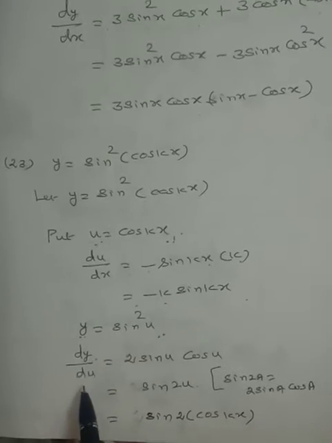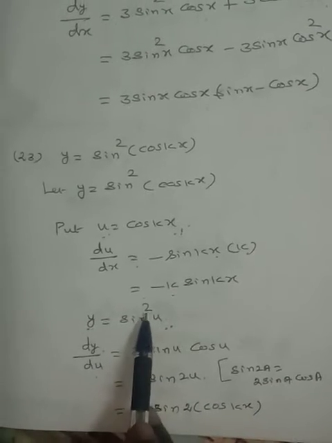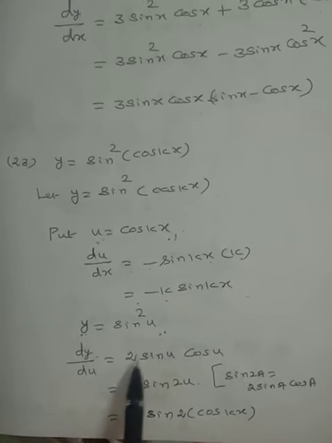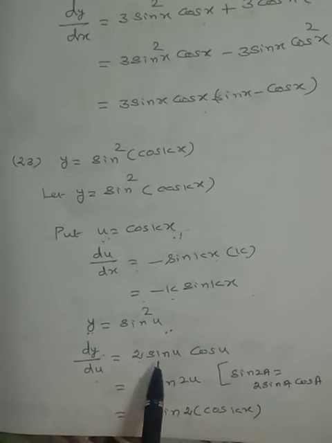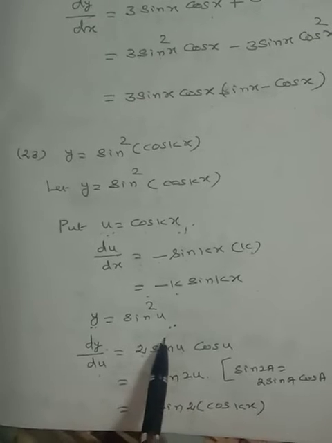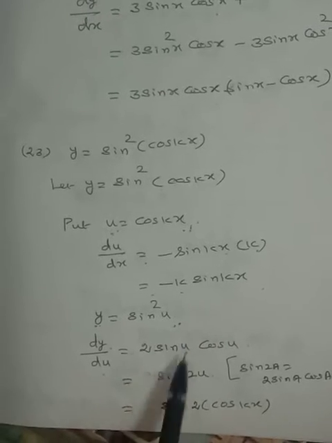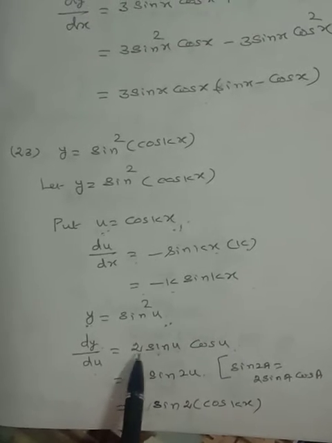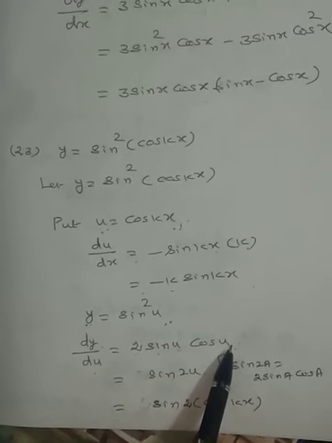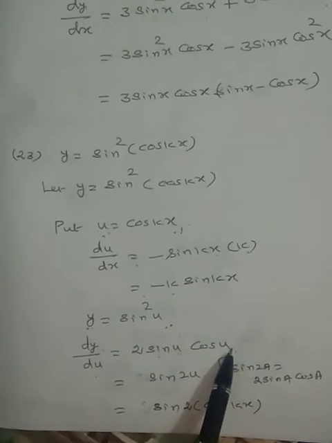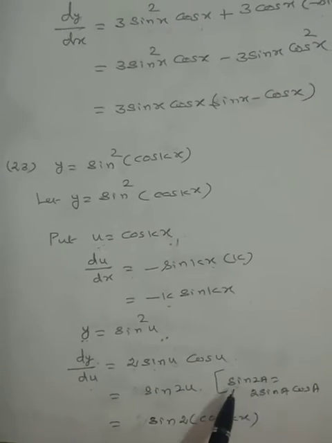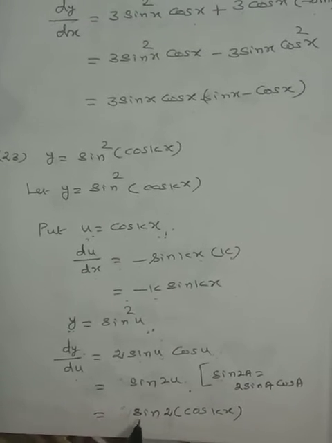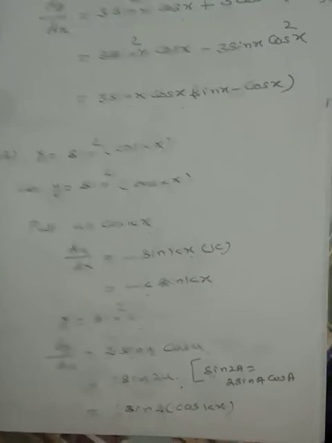We have dy by du is equal to, using the formula, differentiation of x power n is n x power n minus 1. So 2 into sin u power 2 minus 1 is 1, into sin u differentiation is cos u. Therefore 2 sin u cos u. We know that 2 sin theta cos theta is sin 2 theta, or 2 sin a cos a is sin 2a. Therefore sin 2u, that is sin 2 into cos of kx, is the answer.